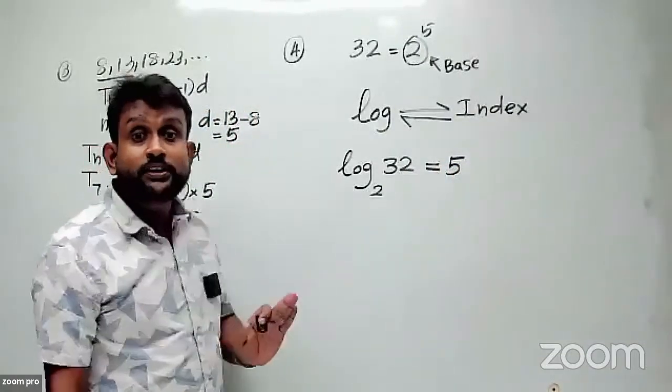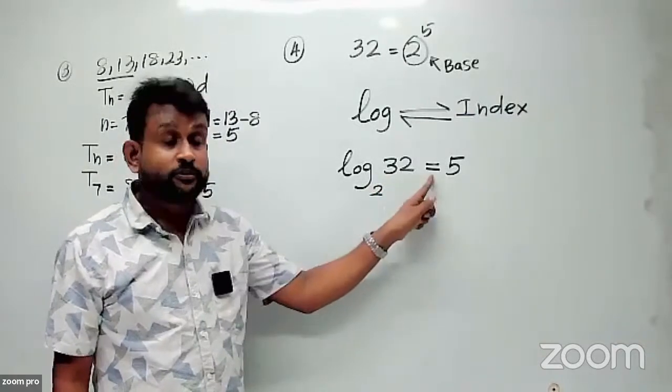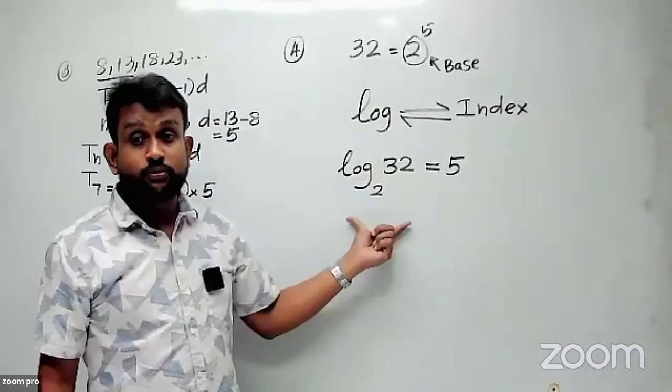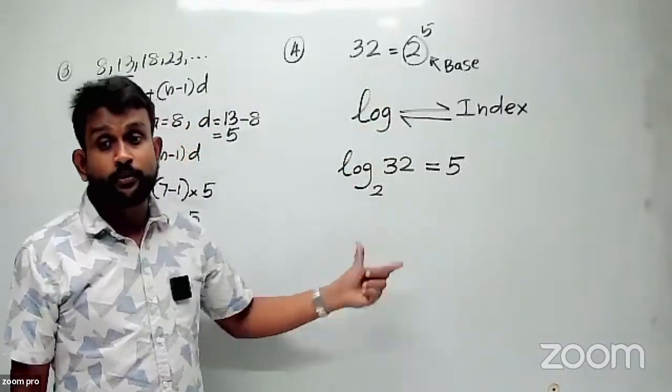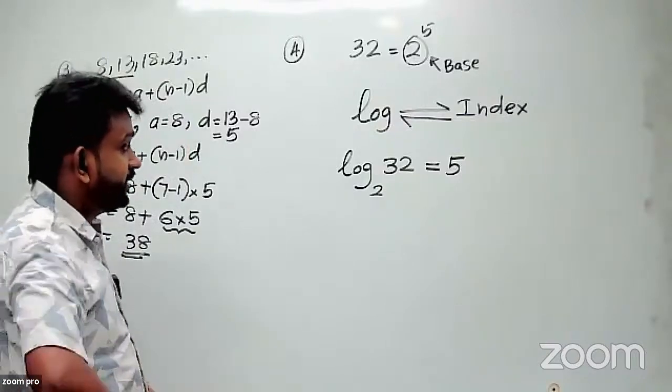So this is how the logarithm notation goes. Logarithm of 32 to the base 2 equal 5. This is the log notation, and this is the index notation. So here the log value came. See it carefully. So this is the answer.